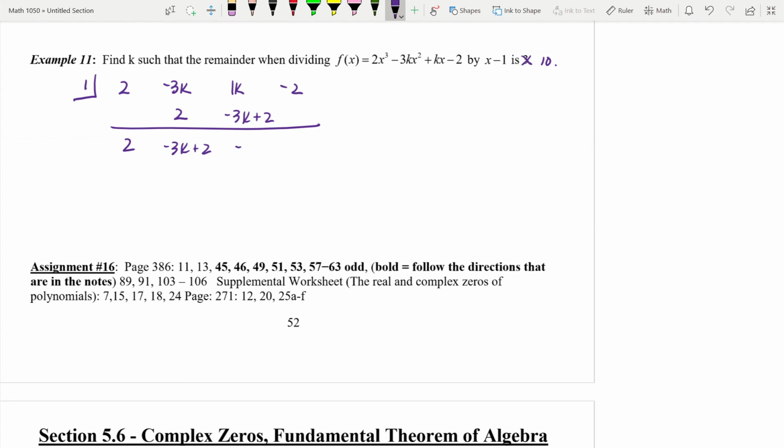1k minus 3k is a negative 2k plus 2. Times 1 is negative 2k plus 2. The plus 2 and minus 2 cancel out, so I have a negative 2k. The negative 2k is my remainder. It's supposed to be 10. Divide by negative 2. K must be negative 5. Okay, that's it.